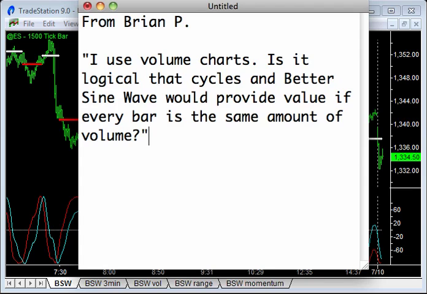Okay, recording this video before the open, Monday the 11th of July 2011. Got a question from Brian, and I've paraphrased the question a little bit, but broadly speaking it goes like this: I use volume charts. Is it logical that cycles and beta sine wave would provide value if every bar is the same amount of volume?